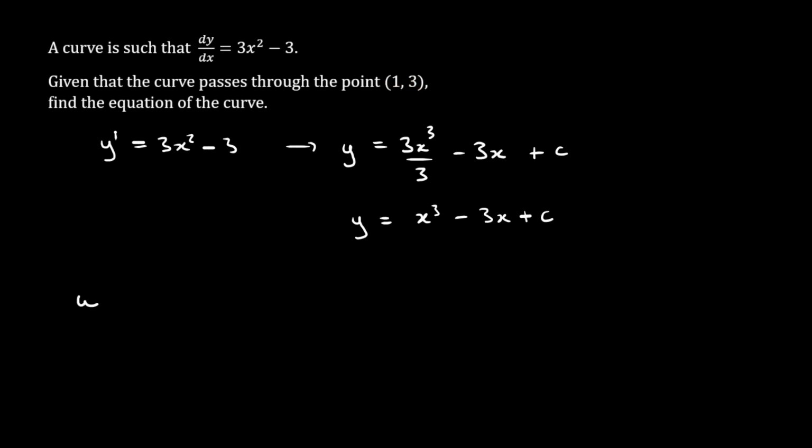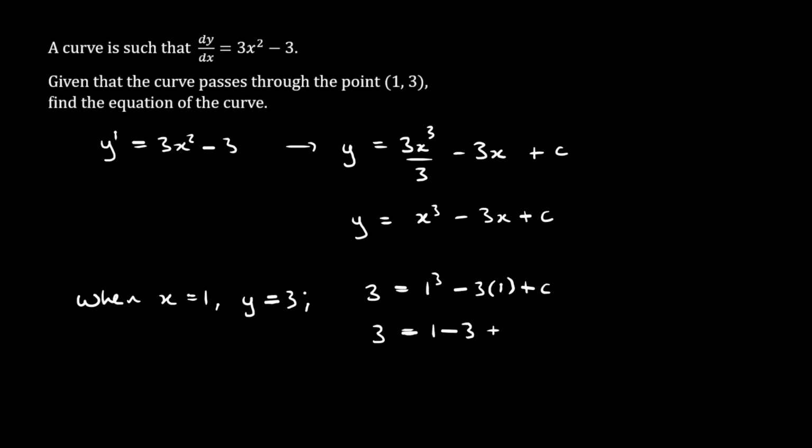So we're going to write the following. When x is equal to 1, y is equal to 3, and we're going to substitute that into this equation here. Okay, so if we do that, what we get is 3 is equal to 1 cubed minus 3 times 1 plus c. So that's the same thing as 3 is equal to 1 minus 3 plus c. Okay, so 3 is equal to c minus 2. So c is equal to 5.